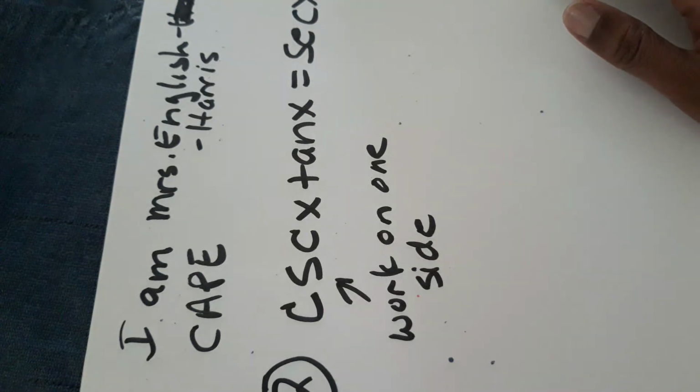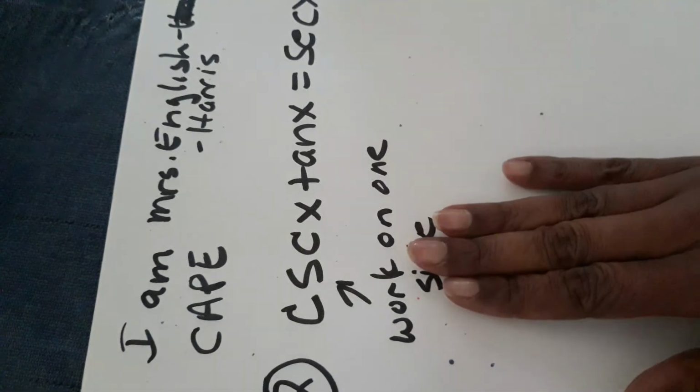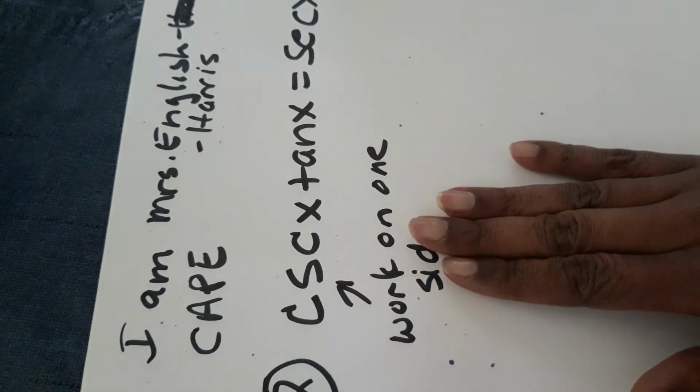Okay, and what we're going to do today is we're going to do a little bit of trig homework. This is our second problem that we needed help with. So remember when we're verifying identities, you're only going to work on one side of the problem. This is our problem that we have written down, and we're only going to work on this side.